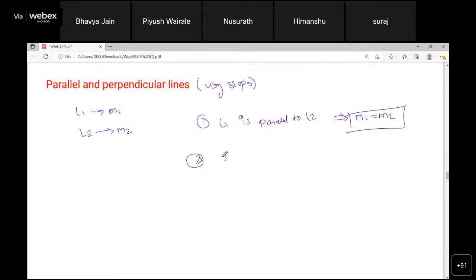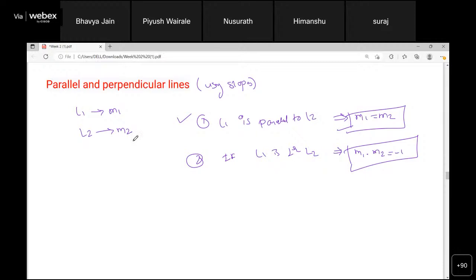Now, if L2 is perpendicular to L1, then the product of the slopes should be equal to minus 1. So M1 into M2 should be equal to minus 1. So that's it, simple. If the lines are parallel, the slopes must be equal. If the lines are perpendicular, then the product of the slopes must be minus 1. That's it.